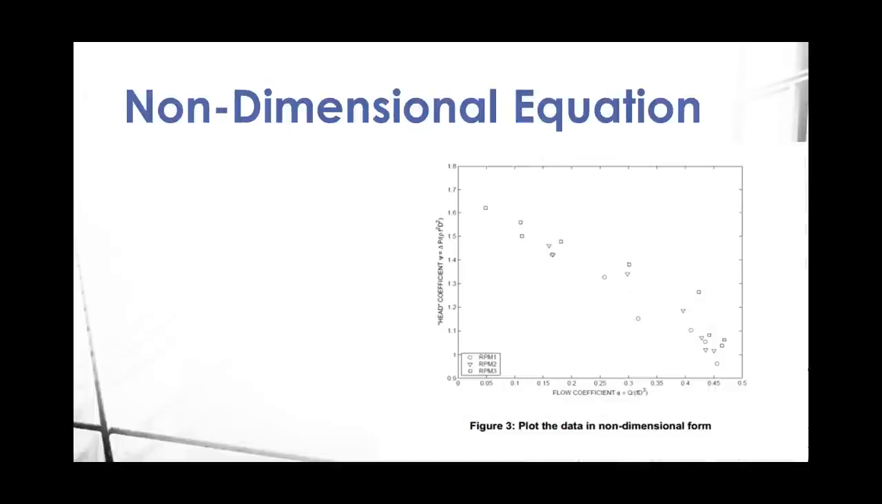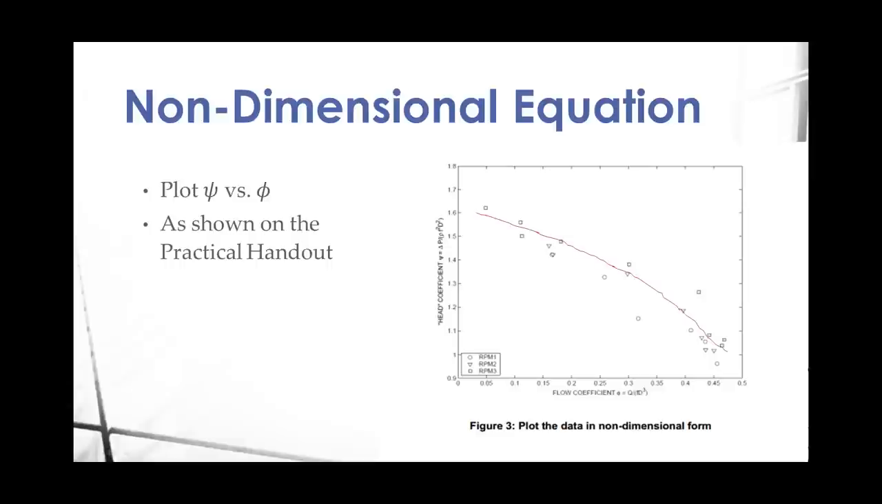Once these values have been calculated for each data point, the head coefficient must be graphed against the flow coefficient, as shown in the practical handout. You can see that there is a linear distribution. You must then draw a line of best fit for this graph. Once you have found this line, you then can continue on to the next part of the experiment.